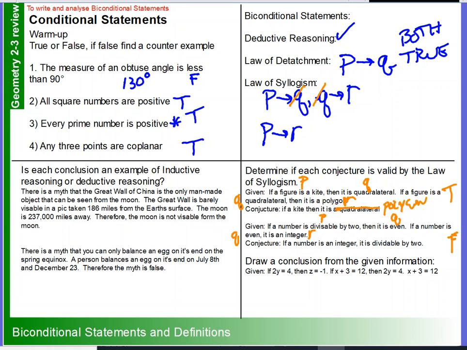Okay. All right. Feeling good about the law of syllogism? Okay, let's see if you get this one now. If 2y is equal to 4, then z is equal to -1. If x plus 3 is equal to 12, then 2y is equal to 4. So we know that x plus 3 is equal to 12. What's our conclusion? But before I ask you to give me the conclusion, what is my P, what is my Q, what is my R?